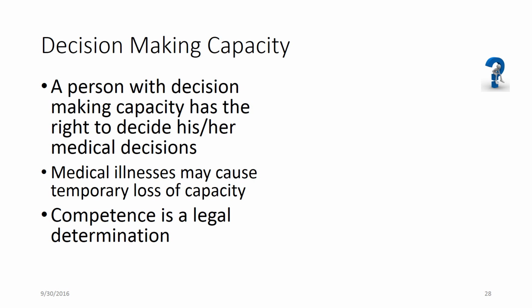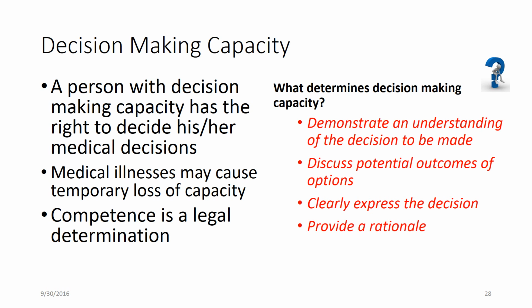So what determines medical capacity? A person who has decision-making capacity has the right to make their own decisions, for better or for worse. Medical illnesses can cause a temporary loss of capacity, and in comparison, competence is a legal determination that's determined by the court. So what characterizes decision-making capacity? They must be able to demonstrate an understanding of the decision, discuss potential outcomes, clearly express a decision, and provide a rationale.